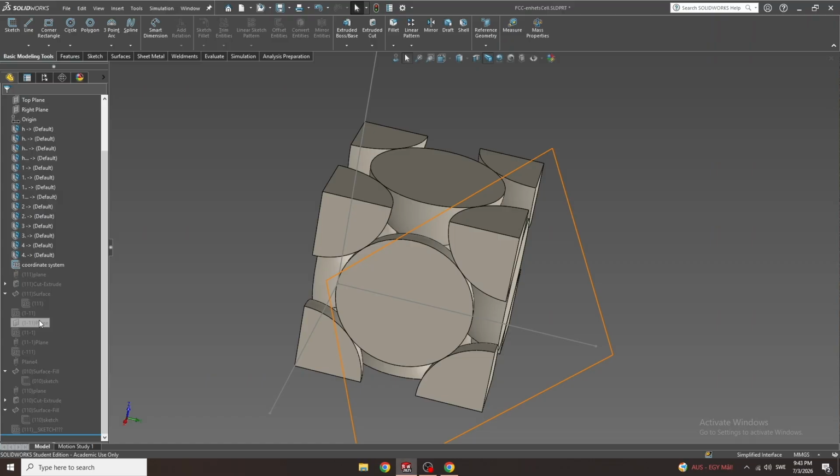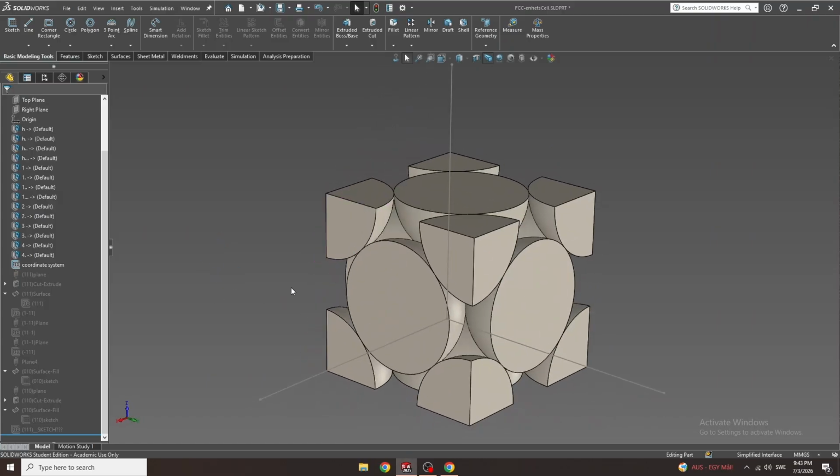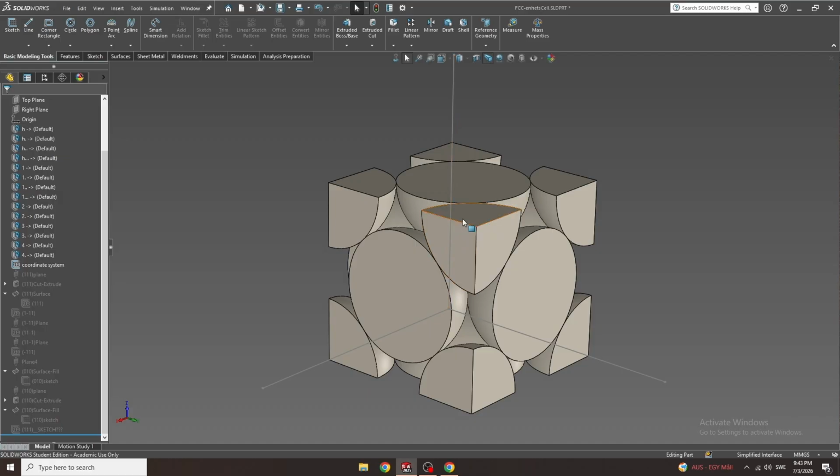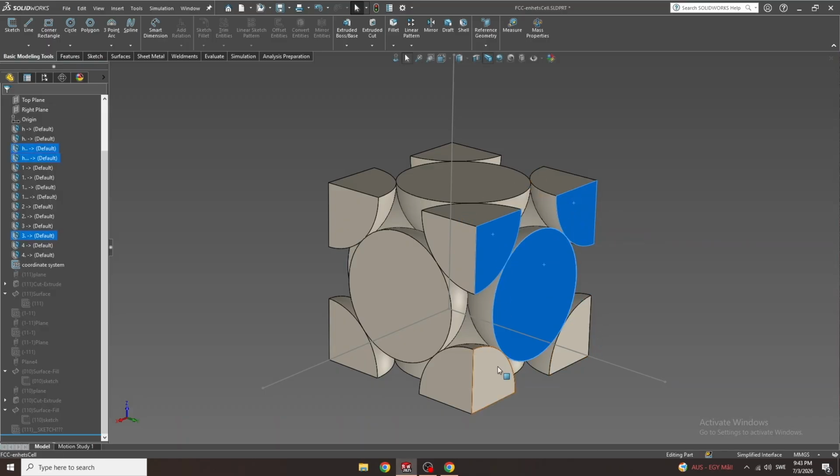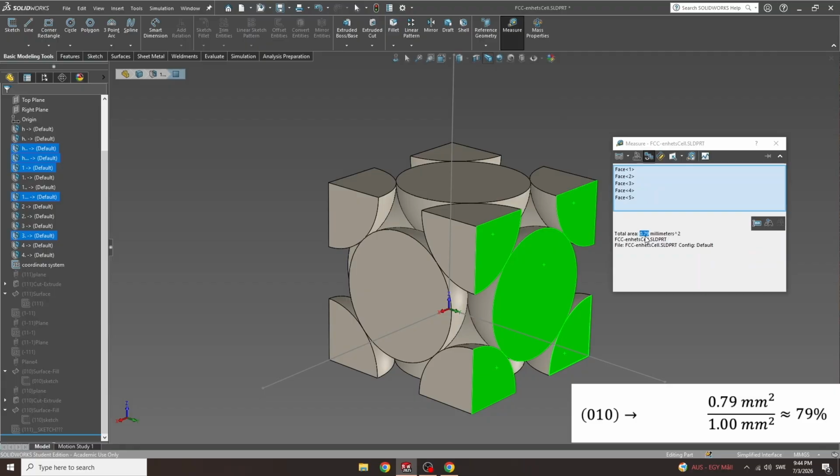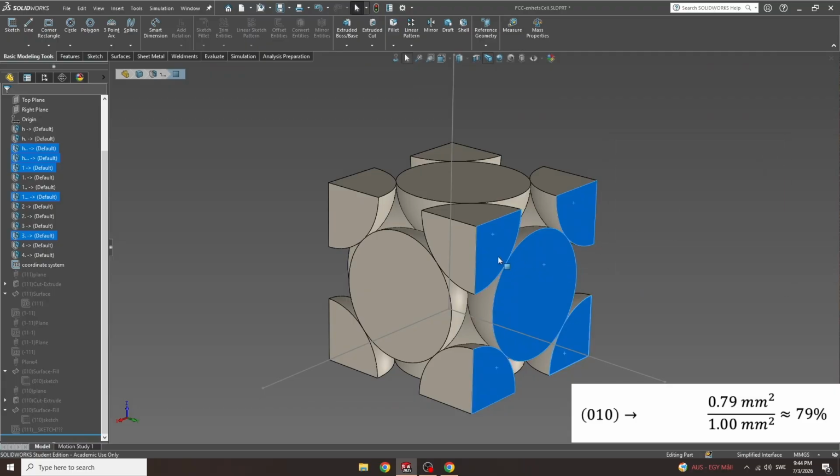And just to show you that this 91% for the 111 plane is the highest planar density, let me show you another example. Just imagine this plane now, the 010 plane. Look at the area here, 0.79 again, but the area of this square is 1 times 1. So if you divide 0.79 by 1, you get 79%, which is less than 91%.